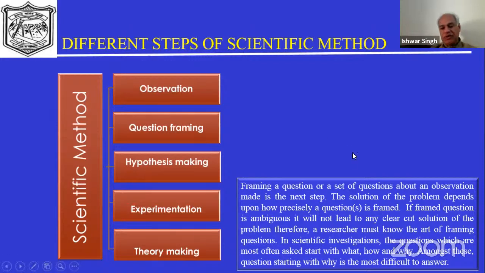And as you know, in science, most of the questions are related to very few simple words: what, how, and why. So always ask your students to raise the scientific questions in what form, how form, and why form. If they raise questions through these words, they will be able to frame questions in a right way, in a better way.